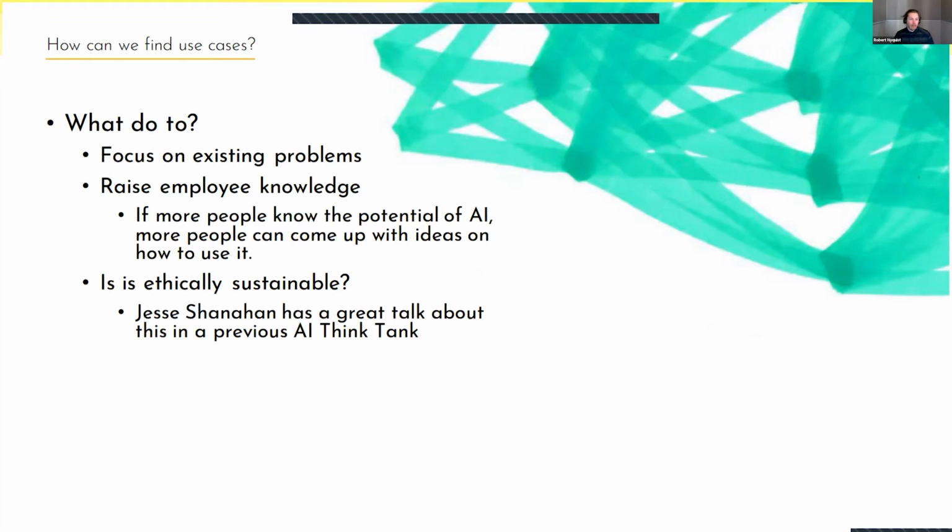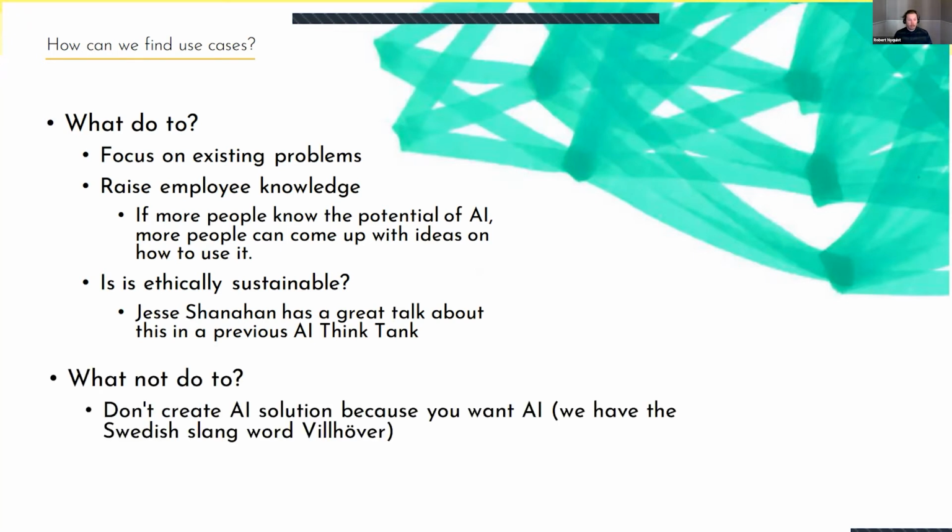And what I think probably is the most important: is it ethically sustainable? The previous think tag by Jess Shanahan, I think I pronounced that correctly, has a great talk about the ethics and bias within AI. And this is super important and something I focus a lot around when discussing different types of AI solutions.